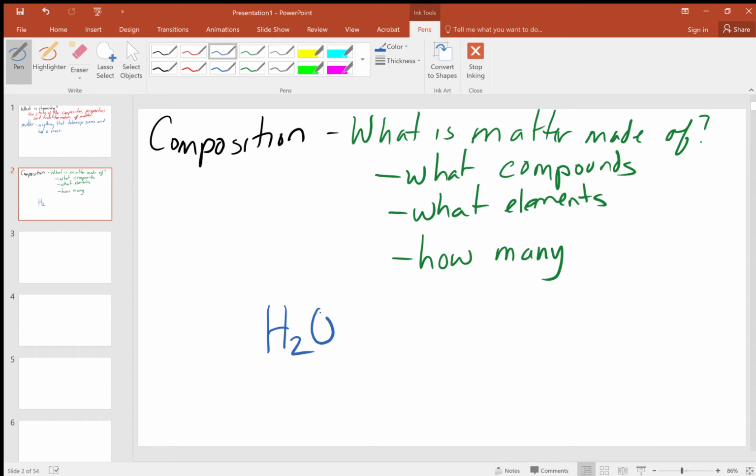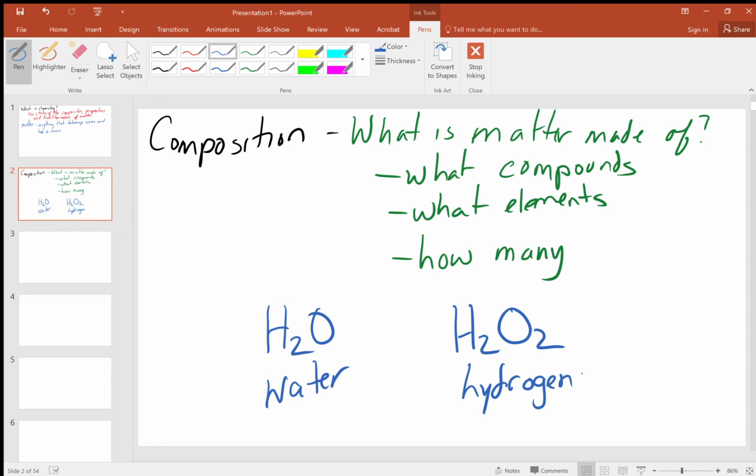Well, if we take this as H2O and H2O2, we're talking about two compounds that are both made up of hydrogen and oxygen. The first one, of course, is water. But the second one is hydrogen peroxide, something you definitely don't want to drink. So the number of the element that you have matters, and the identity of the element matters.